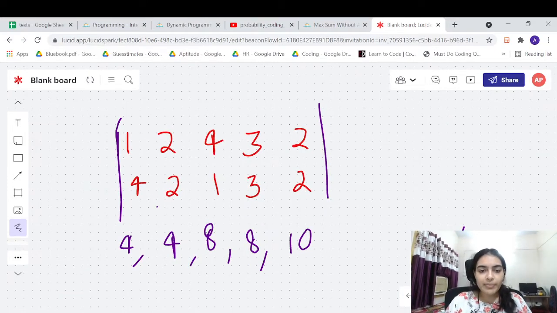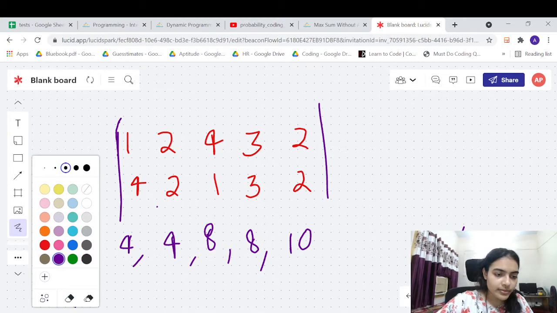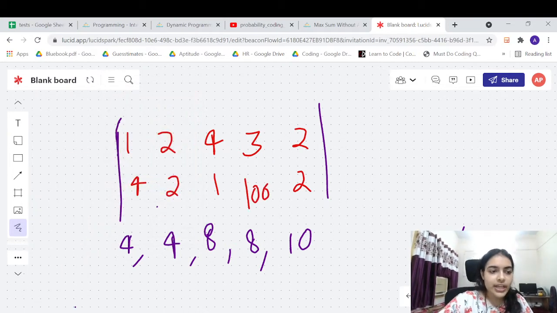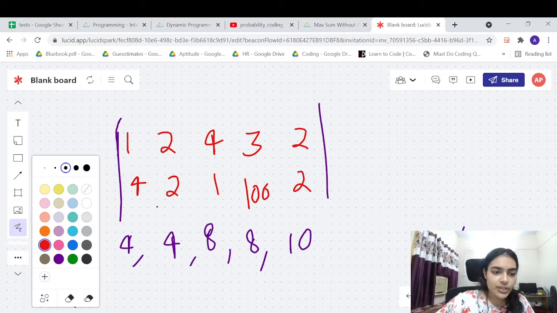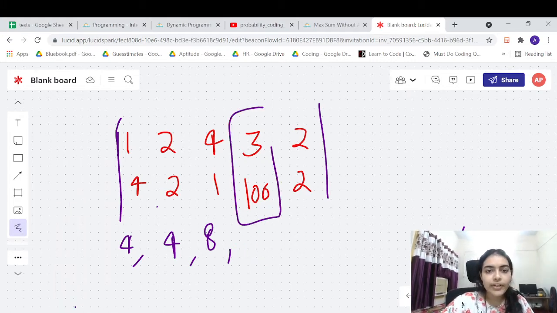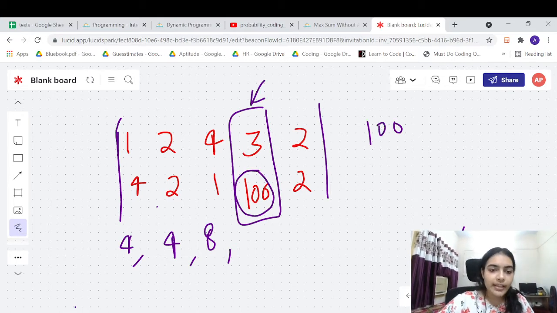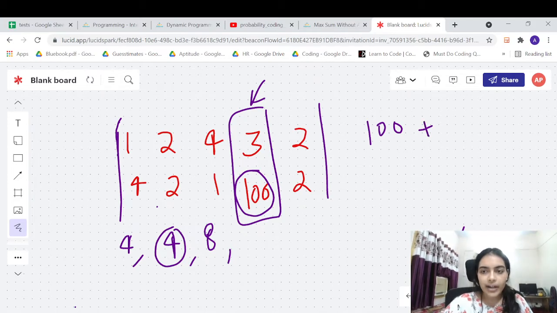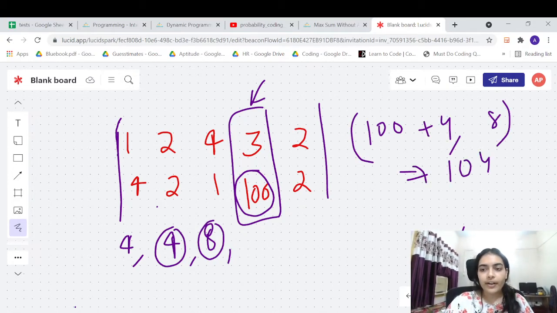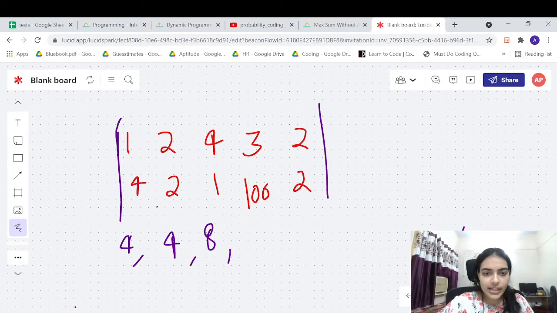So there could have been a case where, let's say, I take another value. Let's say this was 100. In this case, what would your answer have been? If this was 100, let's solve the problem. When you are trying to find the maximum for this column, you would have taken 100, and then the previous maximum plus 4, 100 plus 4. Otherwise, you would have taken 8. So which will you take? You will take 104, right? So for this column, the answer will be 104.